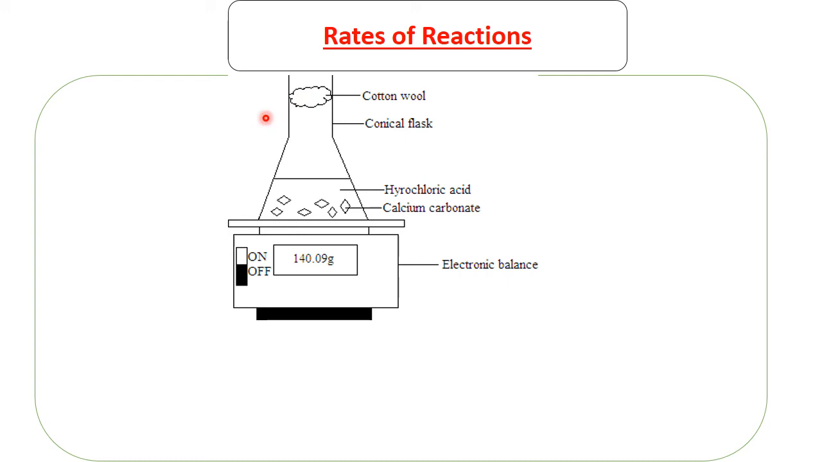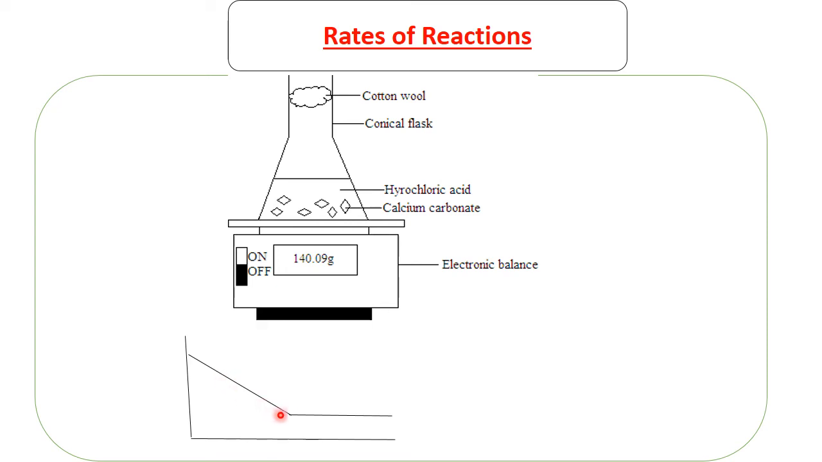So when you keep on recording the masses as time progresses, and then you plot the graph of mass against time, you're going to have something like this. So what is happening here? As the reaction was proceeding, the mass was decreasing, which implies that the reactants were being used up. They were being converted to carbon dioxide, which was escaping the apparatus.